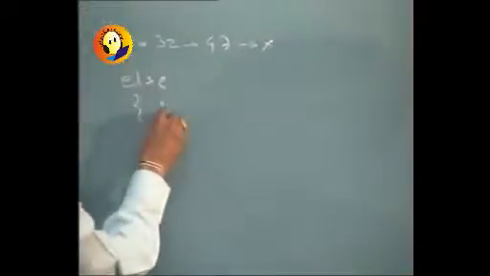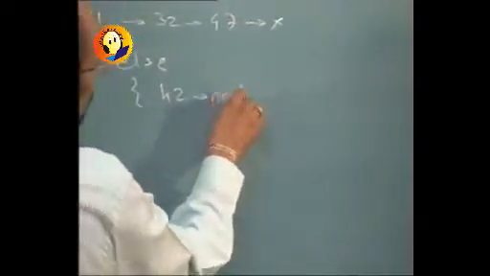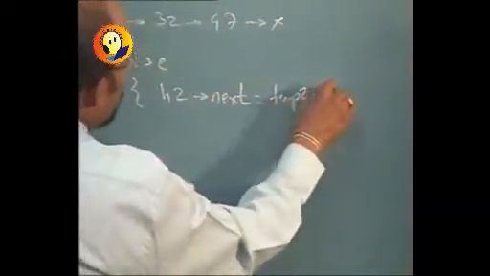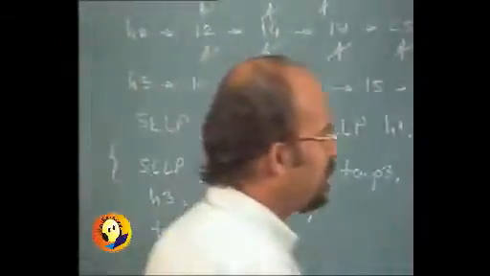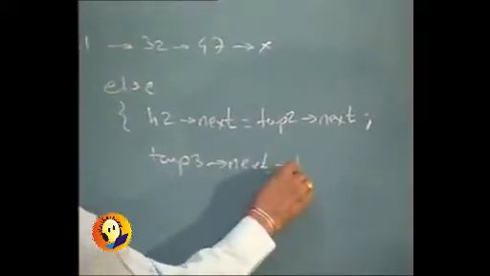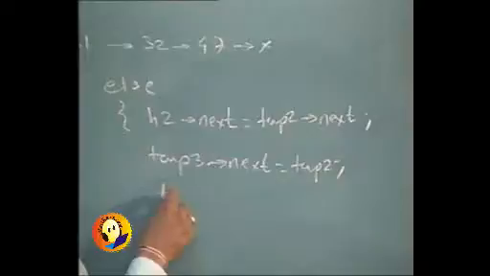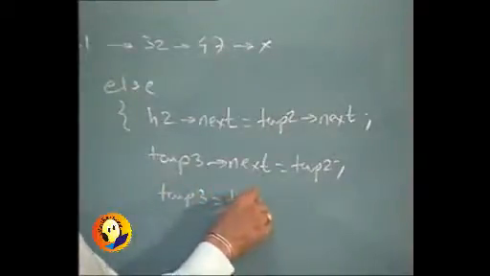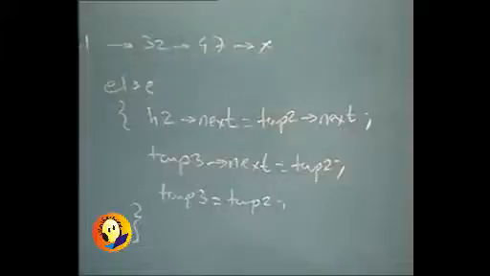Else, you will have to detach the node from the second list. So H2 arrow next is equal to temp2 arrow next. So this node will get detached and should be connected as the next of temp3. So temp3 arrow next is equal to temp2, and then temp3 should go to that position, temp3 equal to temp2, and then go back.